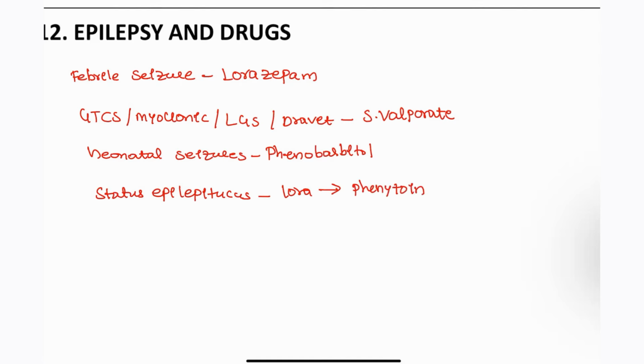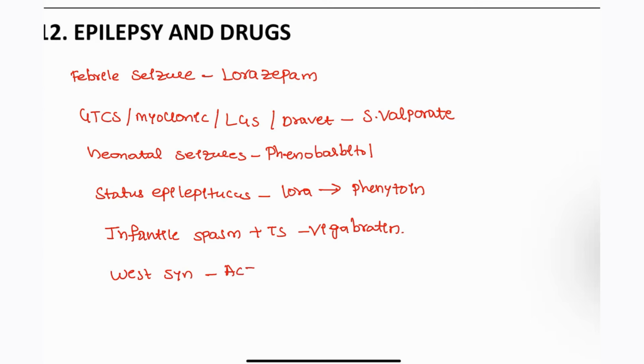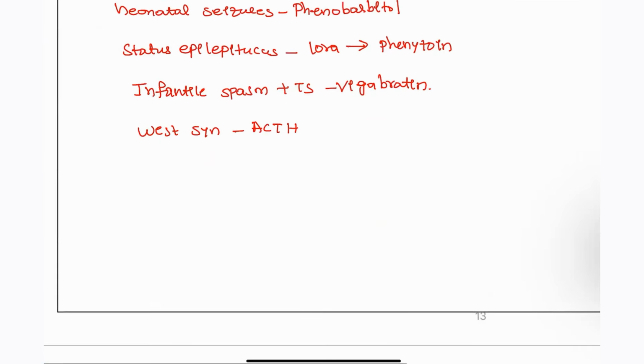Next, infantile spasms. For an infantile spasm patient who is suffering from tuberous sclerosis, vigabatrin is given. Those who are suffering from West syndrome, ACTH is given for this patient. And for eclampsia patients, IV MgSO4 is given.